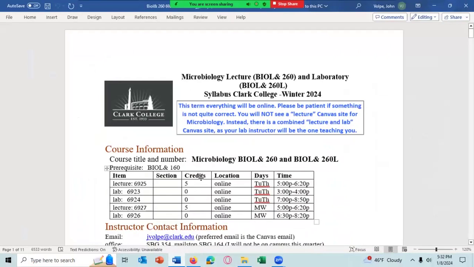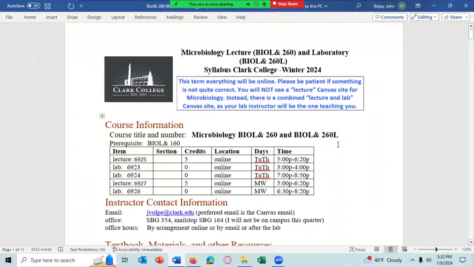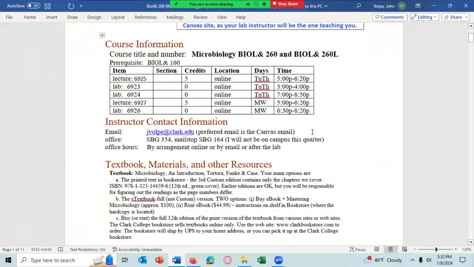I'm teaching a lot this term, but this is Biology 260 and 260L for the lab. The best way to contact me is to use the Canvas email.